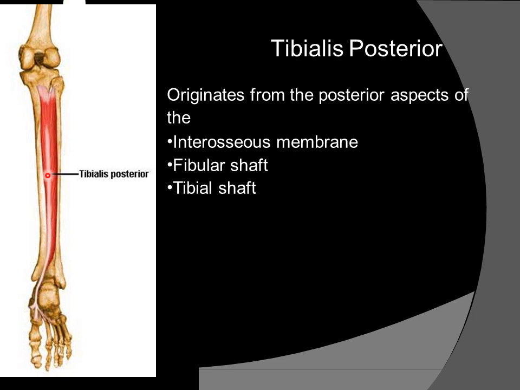So this is the course of the tendon of the tibialis posterior. It grooves the posterior aspect of the medial malleolus, passes deep to the flexor retinaculum and superficial to the deltoid ligament of the ankle joint.